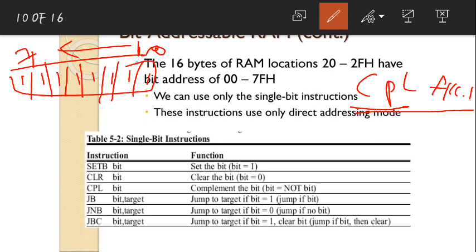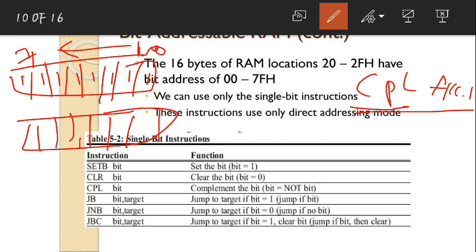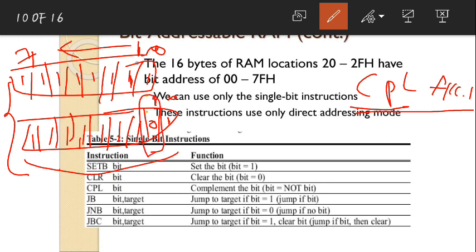Then only that bit will become 0. Complement means if there is 1 it will become 0, and if there is 0 it will become 1. Here you had 1 before in the first bit, so that will become 0, and the rest will be 1s. See, I am not changing the entire 8 bits. Out of these 8 bits I am manipulating only 1 bit by using these instructions.